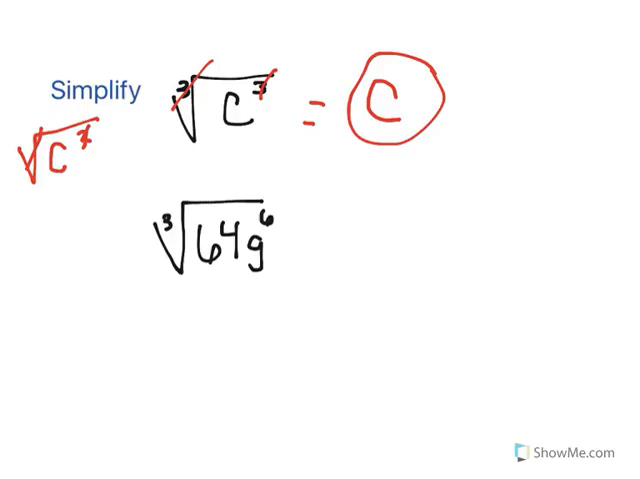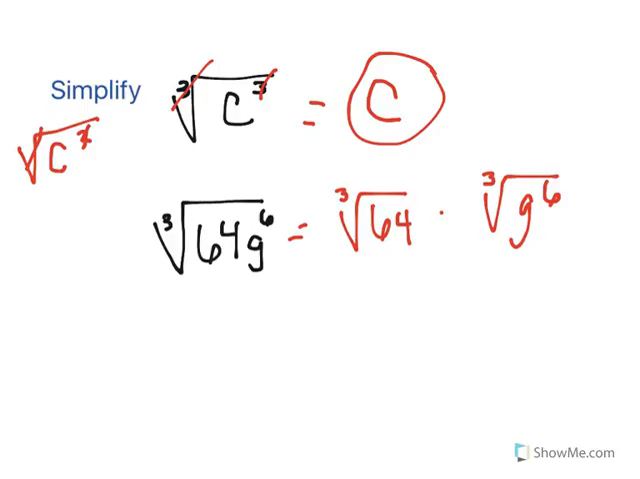Okay, so the next example says, what's the cube root of 64 times g to the sixth power? So just like we've done before, let's separate these out. So we have the cube root of 64 times the cube root of g to the sixth power. Okay, so we're going to think about what number to the third power is going to get us 64.